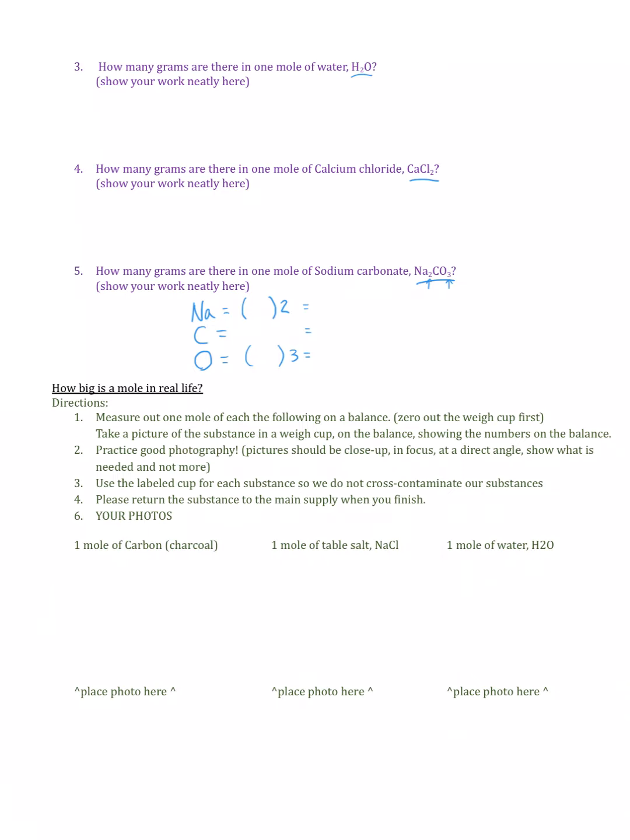So let's go. 2 times 23 grams gives me a 46. Carbon is a 12. I actually know that one off the top of my head. And oxygen is 16. Let's go back. So 3 times 16 is going to be 48 grams. And now we get to do math. 46 plus 12 plus 48, good old addition. 106 grams of Na2CO3 in 1 mole.